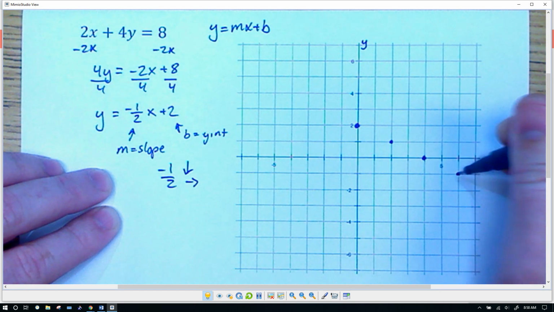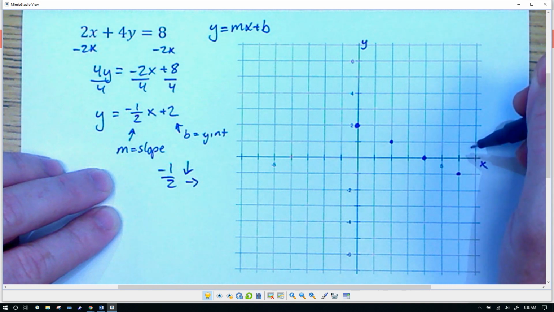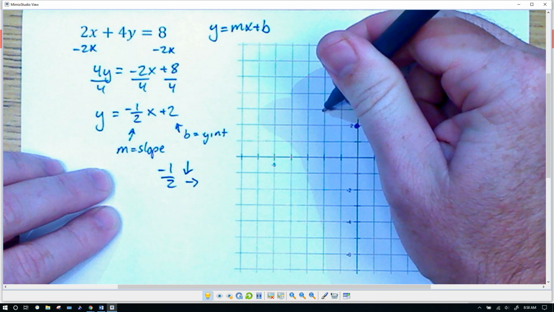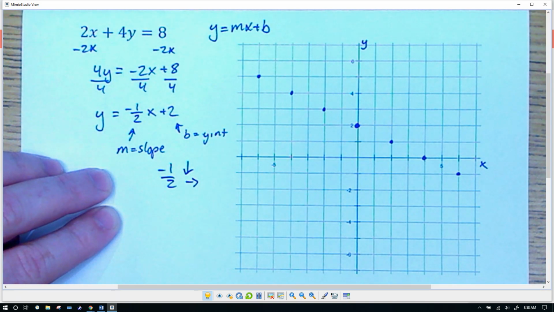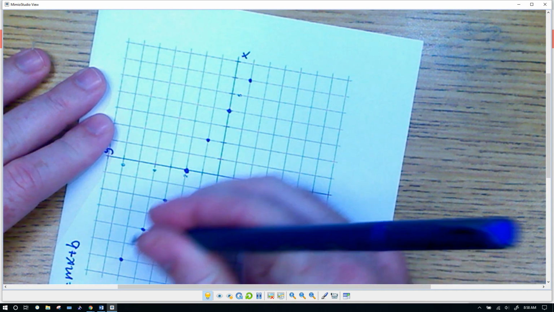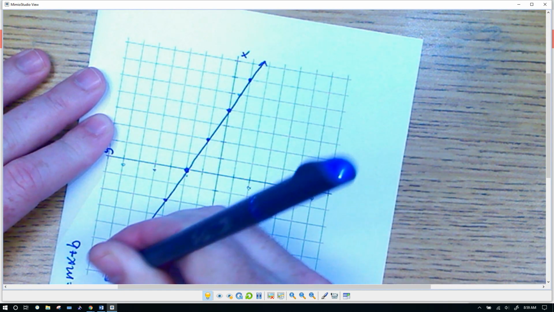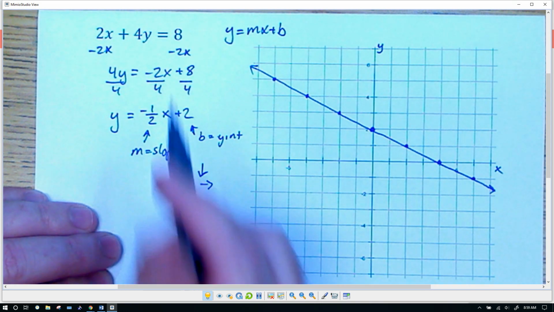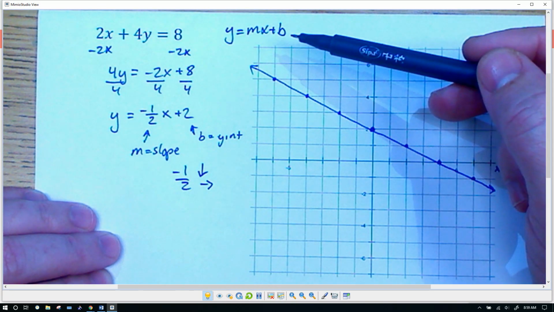And you can do this as many times as you want. If you run out of space, you can go backwards. If we go backwards, we go up 1 left 2, up 1 left 2, up 1 left 2. And then your job is to draw a line through this the best you can. Again, I don't have a ruler because I'm prepared. And you draw your line through it. And there you go. So that's how you graph in standard form by converting it to slope-intercept form, which is what we're used to.